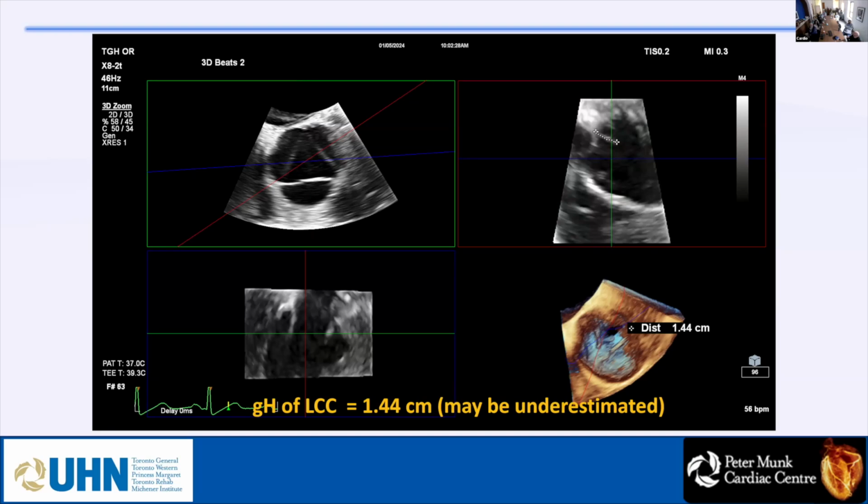The left coronary cusp is a blind spot of our TEE probe because there's a bending there. So we always underestimate the left cusp. We should measure 2-3 times to be sure. But we know that the left cusp is smaller.